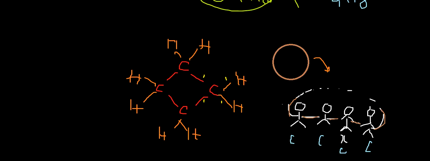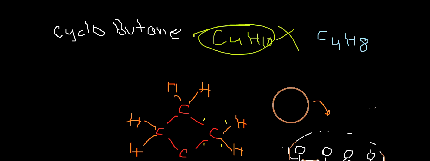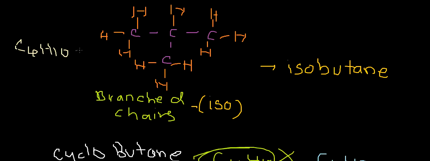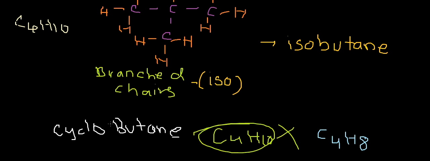Now the extra hydrogen atoms that were at the edges are not required in the cyclic structures. Hence the formula changes, but the name remains the same, that is, it remains butane, and gets the prefix cyclo with it.